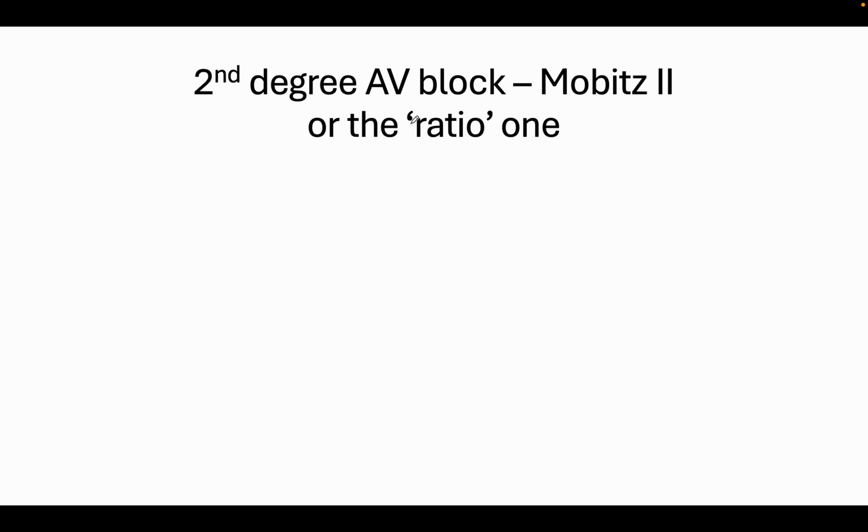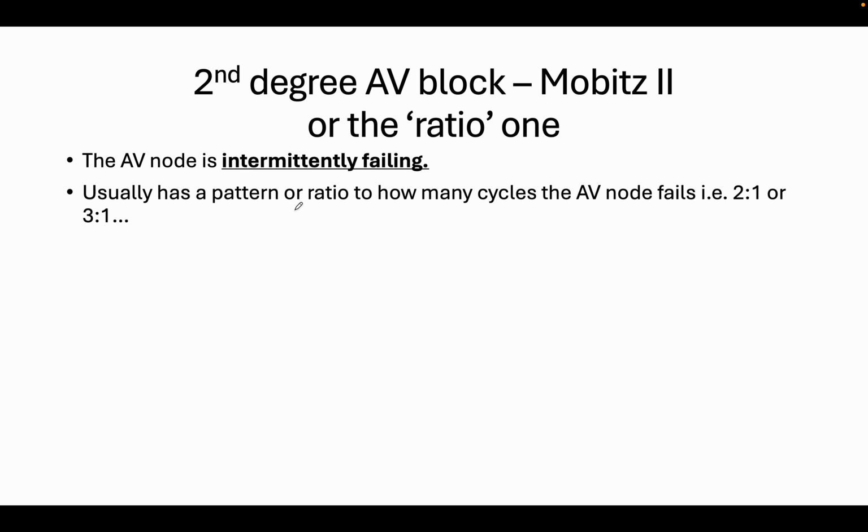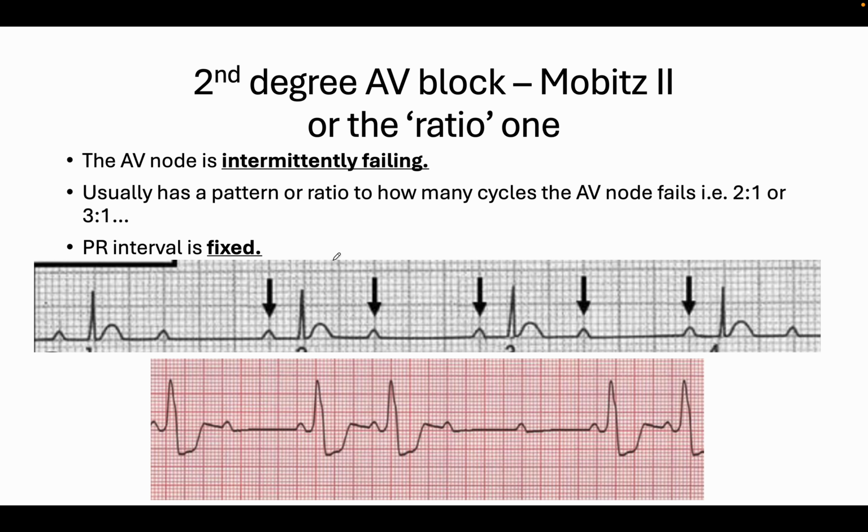So let's look at second degree AV block, also known as Mobitz type 2, or I like to call it the ratio one, and it will make sense when I go through it. Second degree AV block is intermittent failing of the AV node. It usually has a pattern. I just want to show you an example first. So we'll go through this example. There's intermittent failing of the AV node, and there's usually a pattern or a ratio to how many cycles the AV node fails, and the PR interval is fixed.